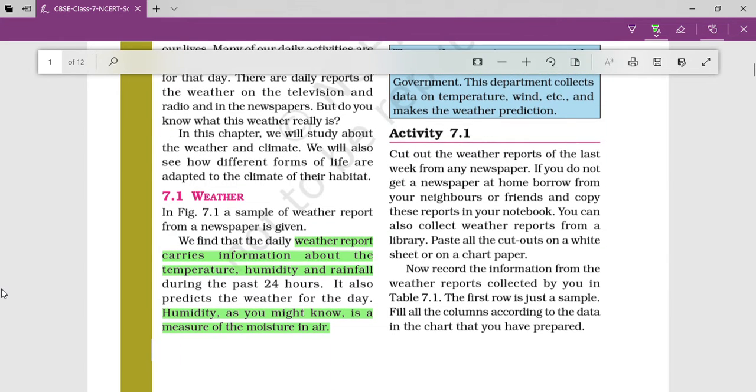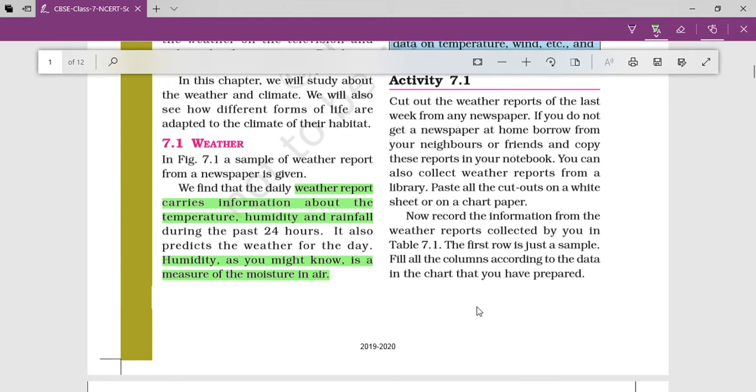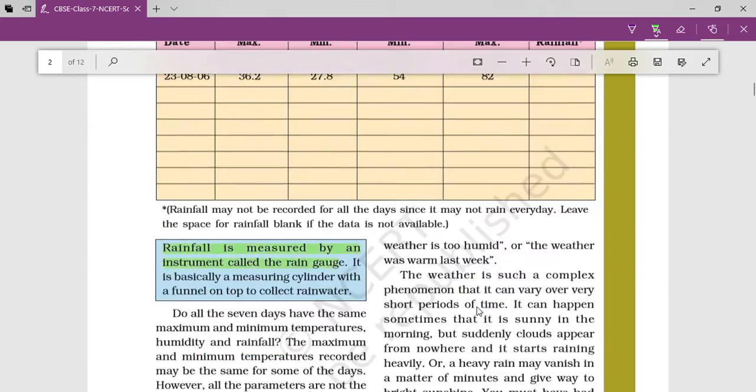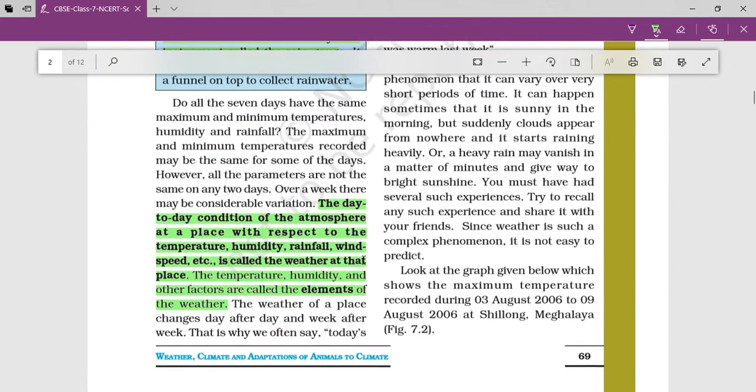So how can we define weather, that is, what is weather? Weather may be defined as the day-to-day condition of the atmosphere at a place with respect to the temperature, humidity, rainfall, wind speed, etc. Now, what are the elements of weather? The various elements of weather, which we will study, are temperature, humidity, rainfall, wind speed. We will be discussing them one by one.